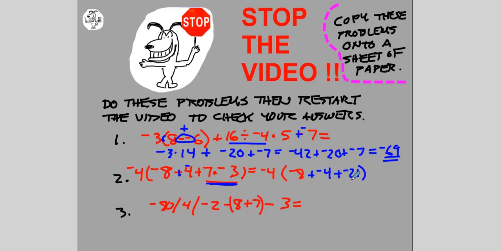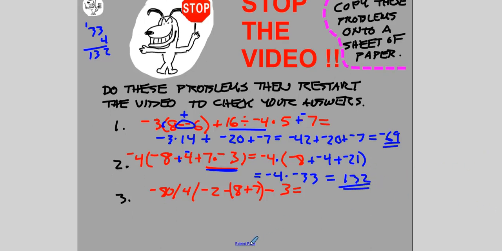So now I do the parentheses, continuing in the parentheses. That's negative 8 plus negative 4 is negative 12. Negative 12 and negative 21 is negative 33. So I end up with negative 4, I could put a multiplication sign there, times negative 33. Well, 33 times 4 is 132. So this is a negative times a negative is positive, so my final answer is positive 132.